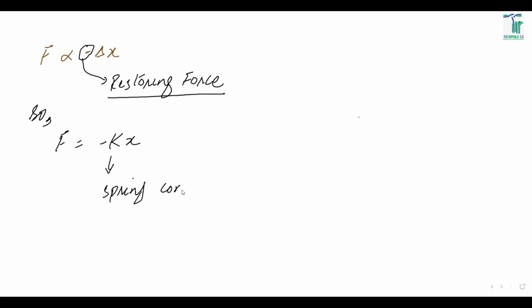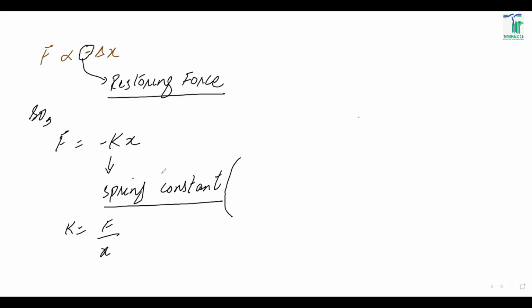Asad, what is a spring constant? Everybody knows the formula, right? k is equal to F upon x. This is what everybody knows. But what does the spring constant tell us about? Force per unit length. That is fine. Force per unit extension. That is what the spring constant is for.